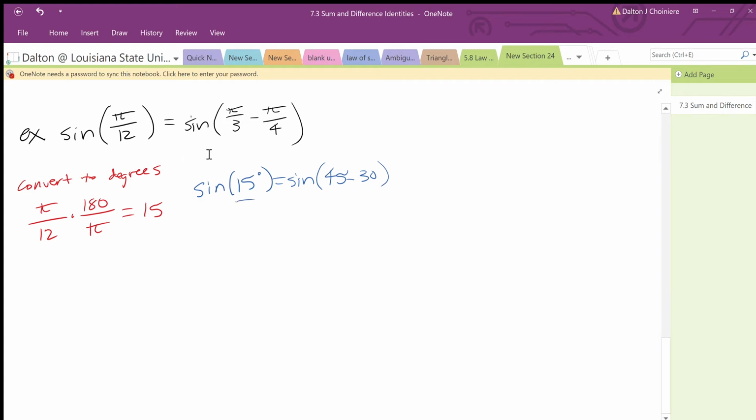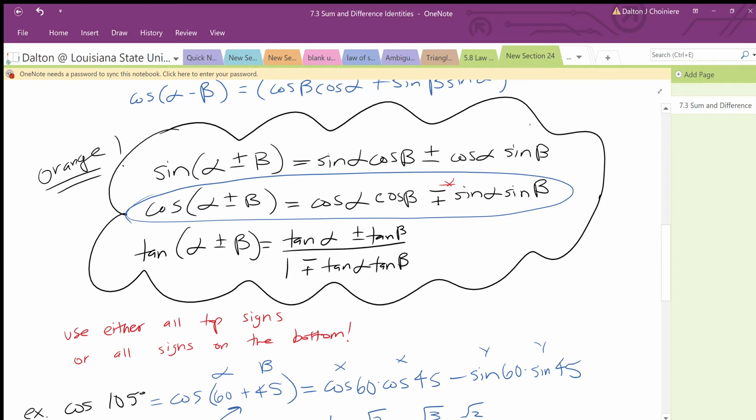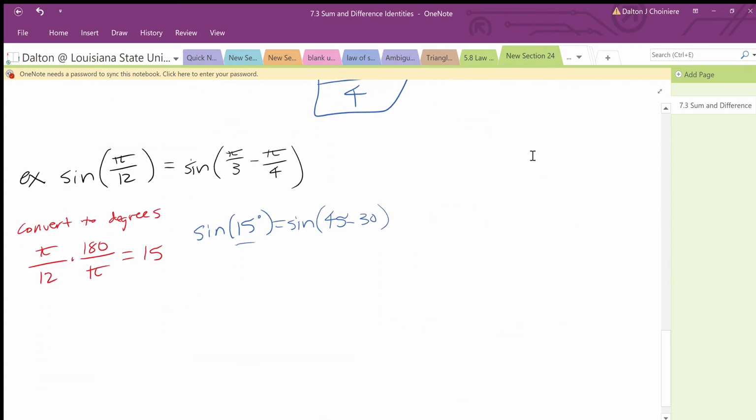Now, I'm using sine this time, so I have the difference for my sine function. So I'm going to be using this identity, the top one. But the negative is on the bottom, so I'm going to be using minus on the bottom, and on the right side I'll be using the minus on the bottom as well. So you can be referencing this on your orange sheet.